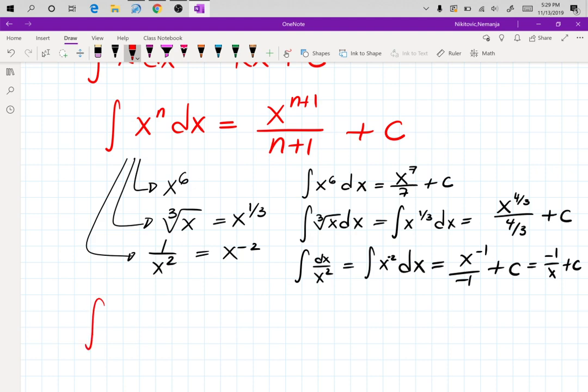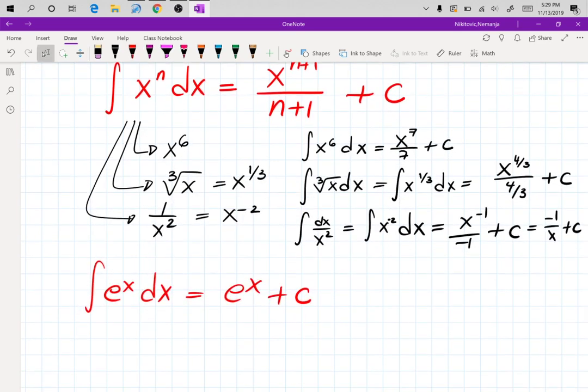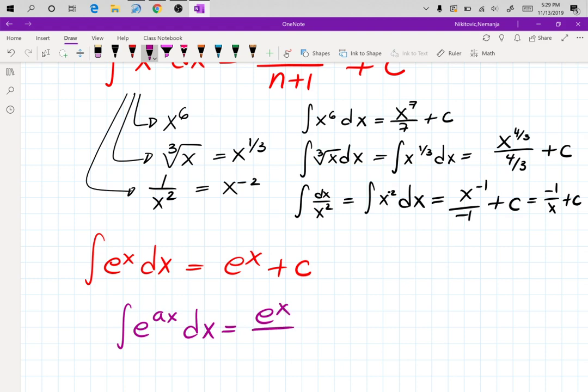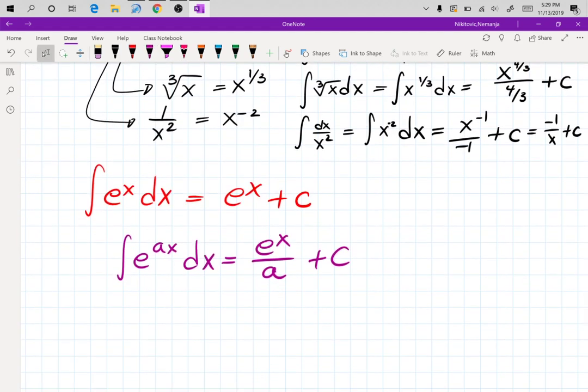So we have the integral of e to the x dx is equal to e to the x plus c. That's the one that goes back and forth like that. And I'm just going to put a modified version here with a. The integral of e to the ax dx is going to be e to the ax over a plus c. So for derivatives, a goes in front of e. For integration, it divides. So that's generally what you have.